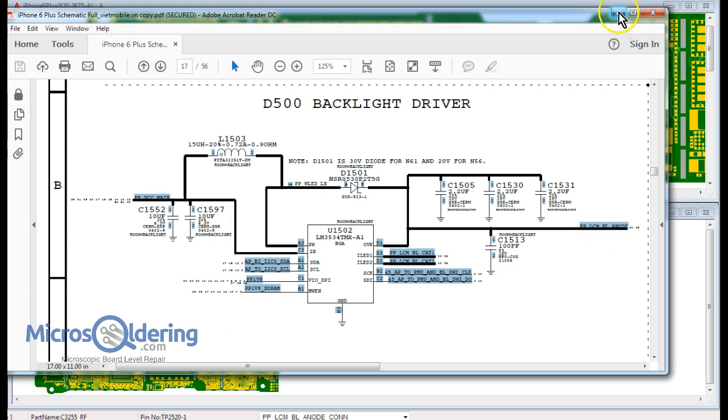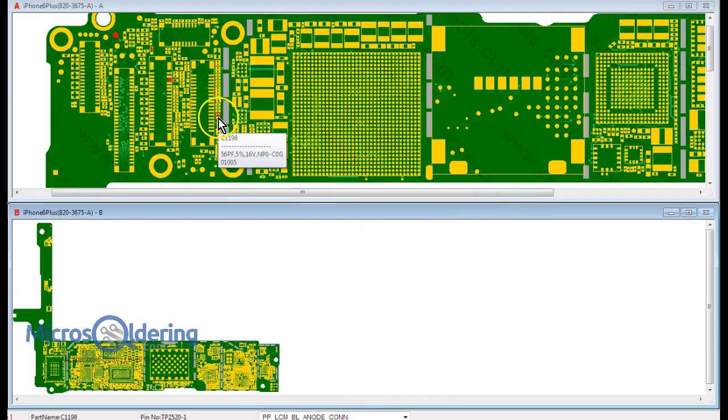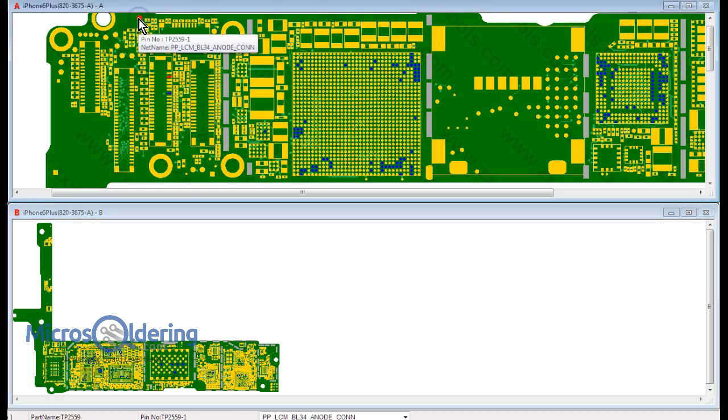All right. So let's minimize this, and let's go to the schematics here. So you have the iPhone 6 schematics right here, and you have two test points here. Okay. This is one, PPLCM BL34 anode connection, and then you got this one, which is the other anode connection. So those are the two outputs of the two backlight systems on 6 Plus. Okay. So how do you find out which backlight system it is that's messed up, right?